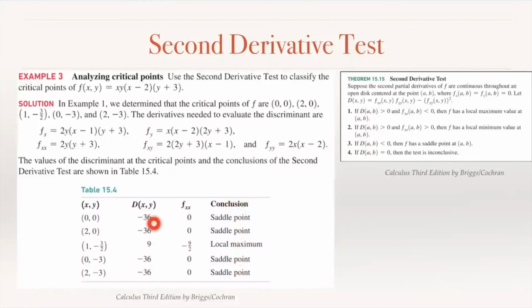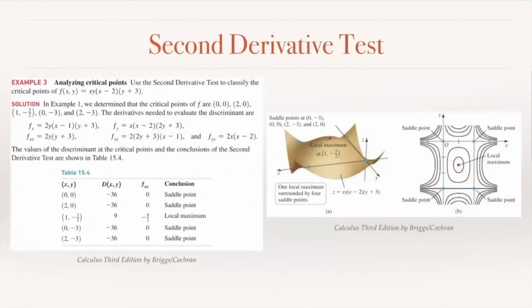So for the first two and the last two, D of xy is negative, which means it's automatically a saddle. And then here D is positive and f sub xx is negative, which would mean a decreasing slope, so it's therefore a local maximum. And here's a picture of what this function looks like. It has these 4 saddle points around this local maximum, and there is its map of level curves.